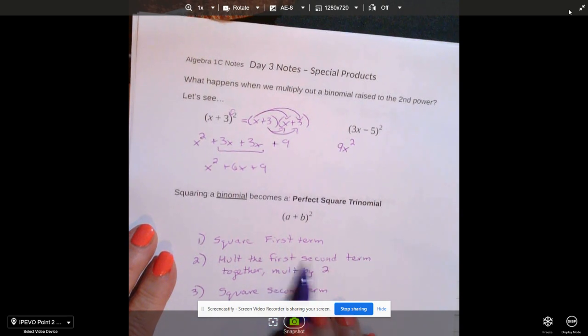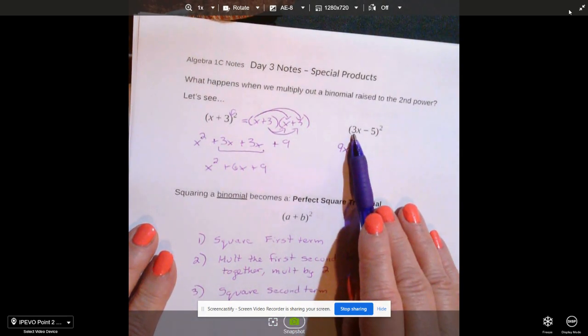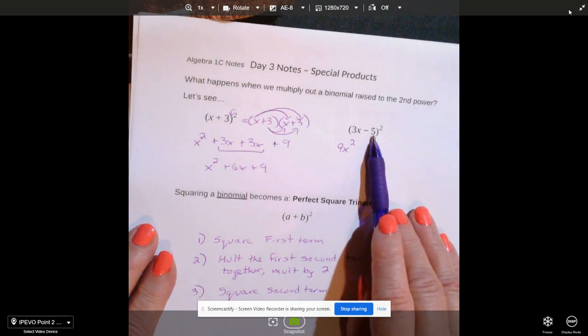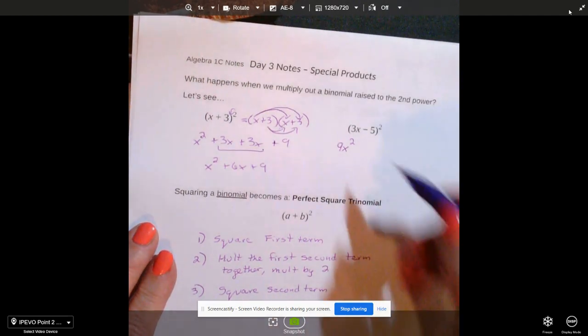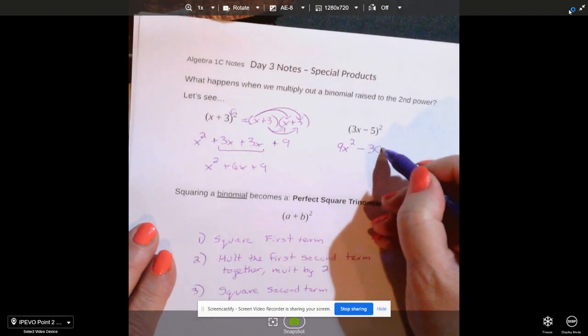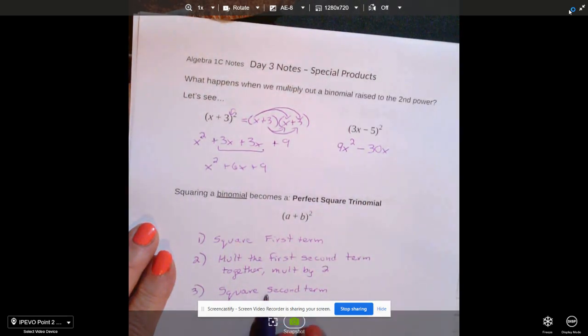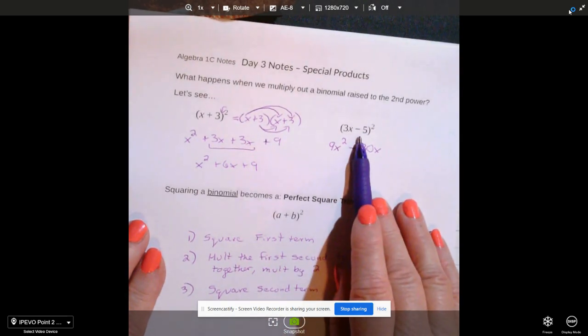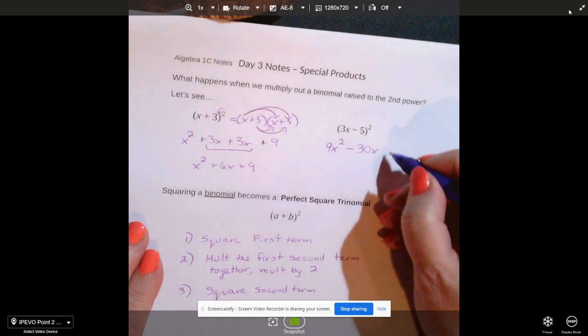I'm going to multiply the first and the second term together, and then I'm going to multiply by 2. So 3x times negative 5 would be negative 15x. And negative 15x times 2 would be a negative 30x. And then I'm going to square the second term. Well, negative 5 times negative 5 is a positive 25.